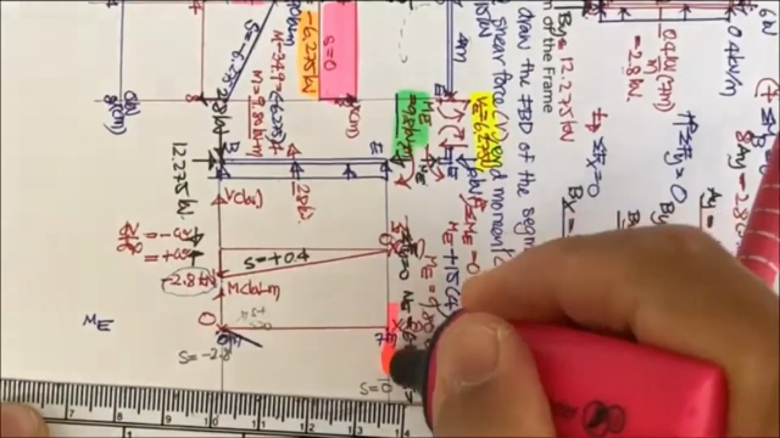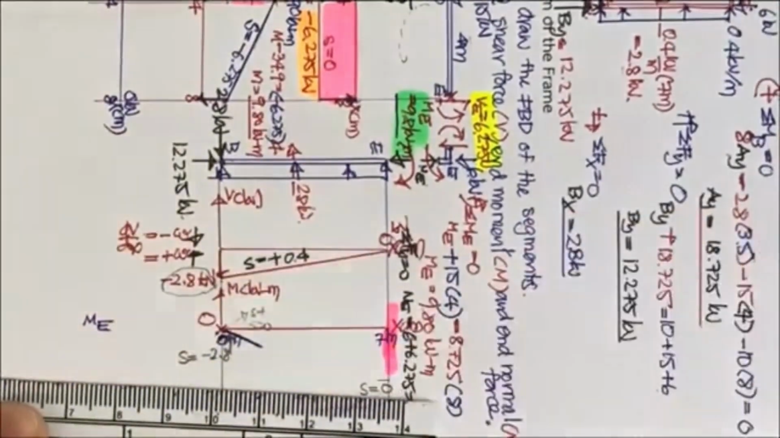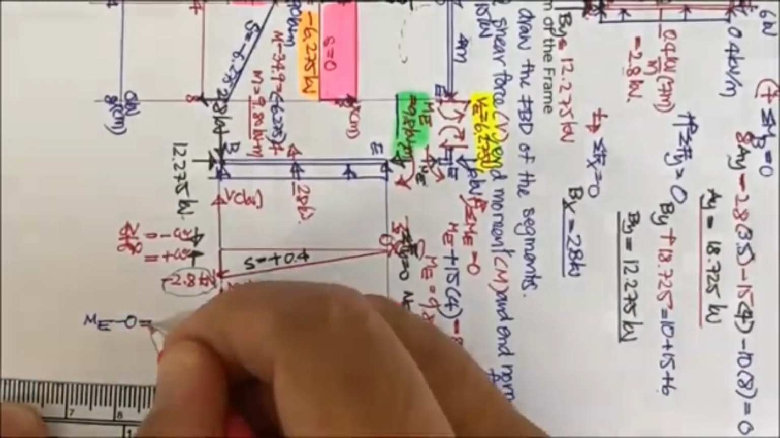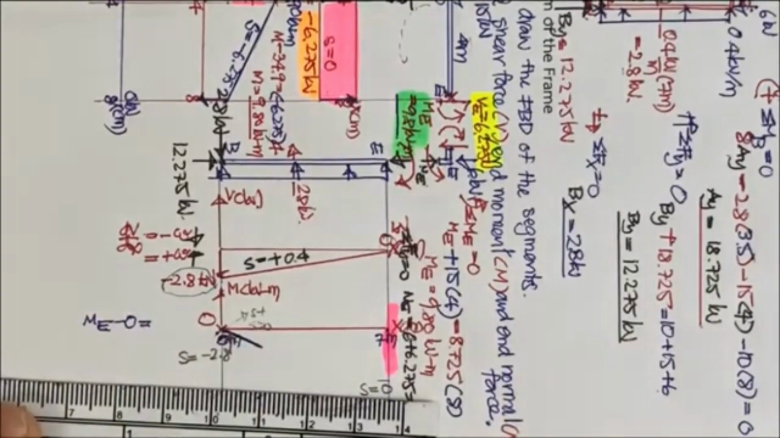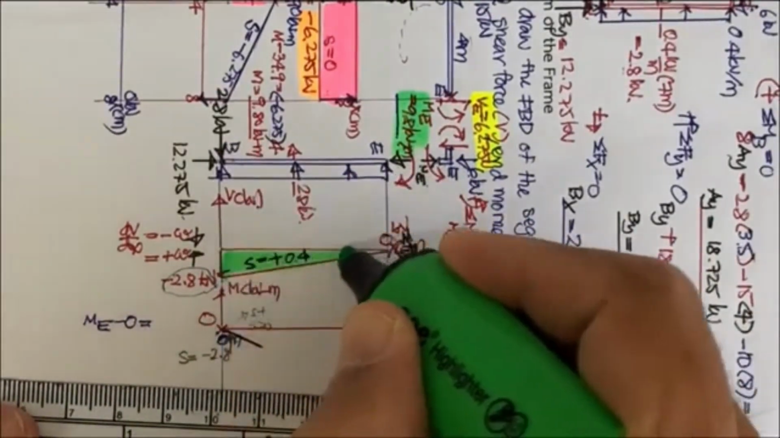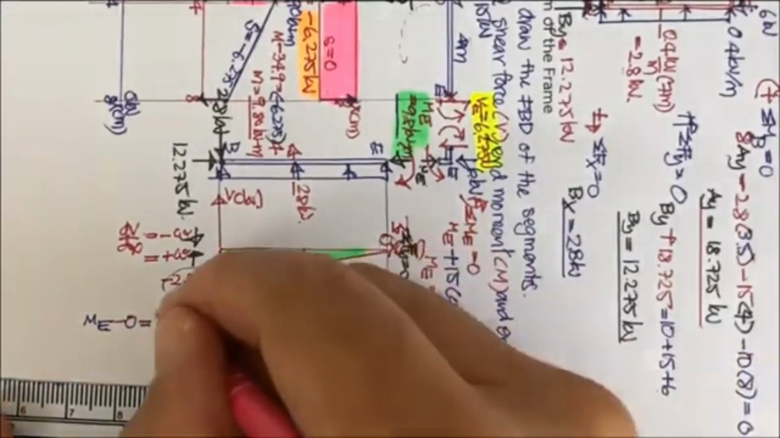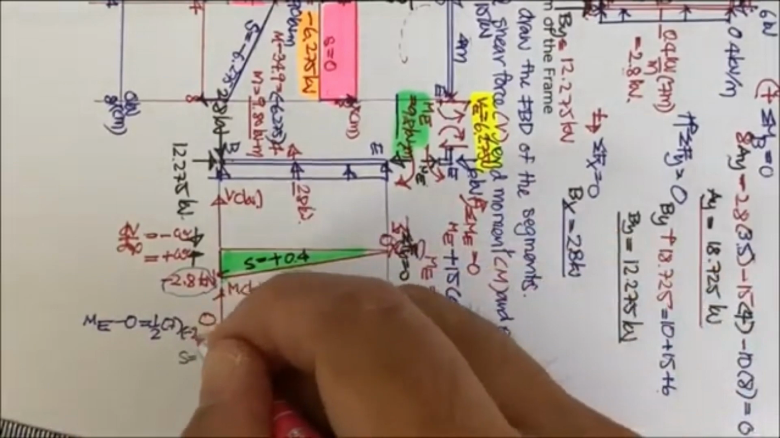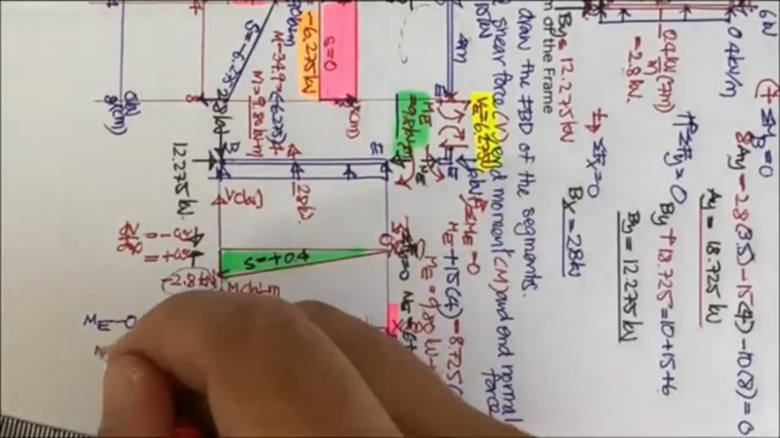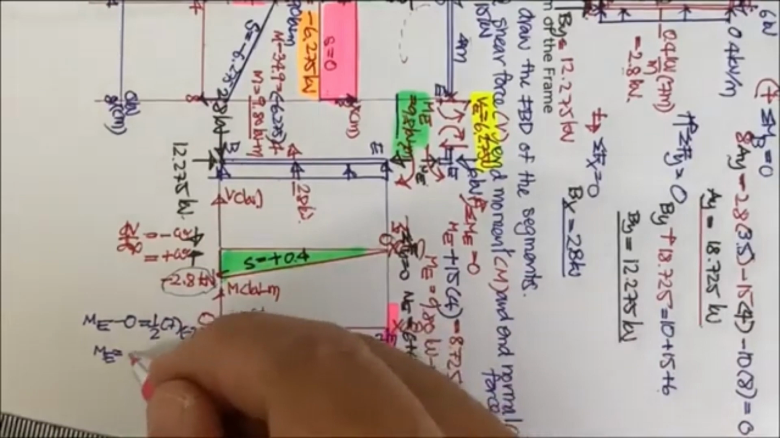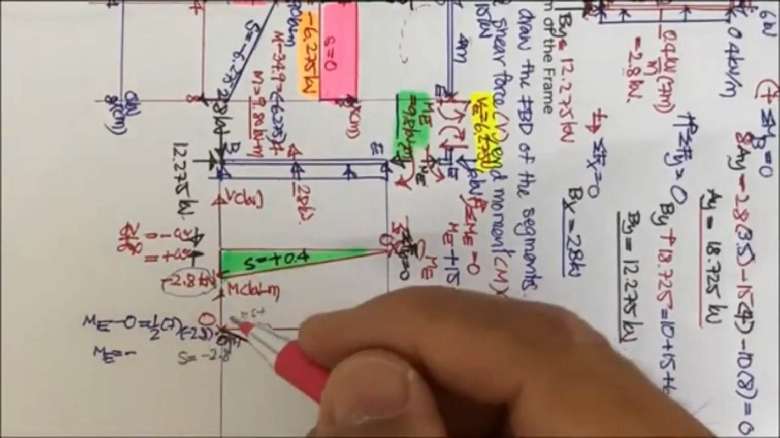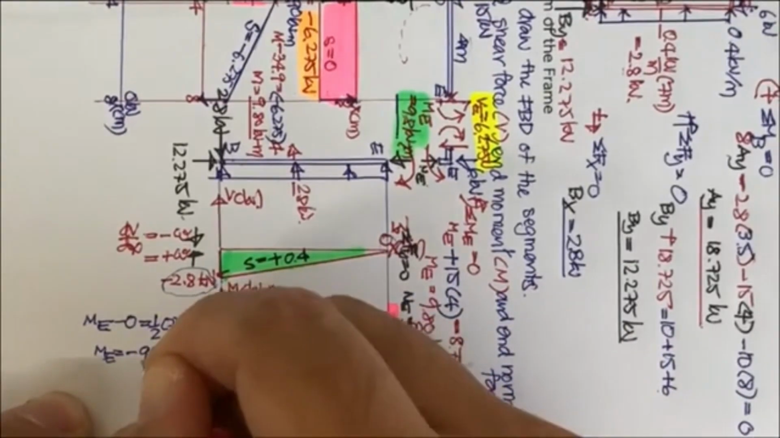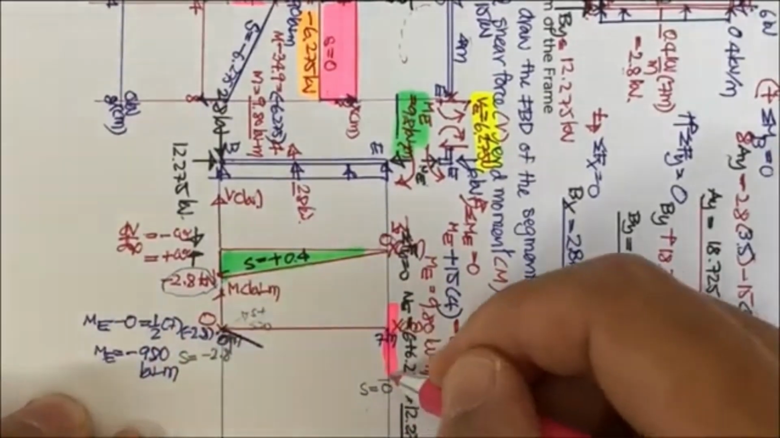Let me put this in pink. Minus the origin of this, minus 0, and then it's going to be equal to what? It's going to be equal to the area here. That is going to be 1/2 of 7 meter times minus 2.8, and your M sub E is going to be minus, this is 1.4 times 7. 1.4 times 7 is going to be minus 9.8 kilonewton meter. So that is the value of this.